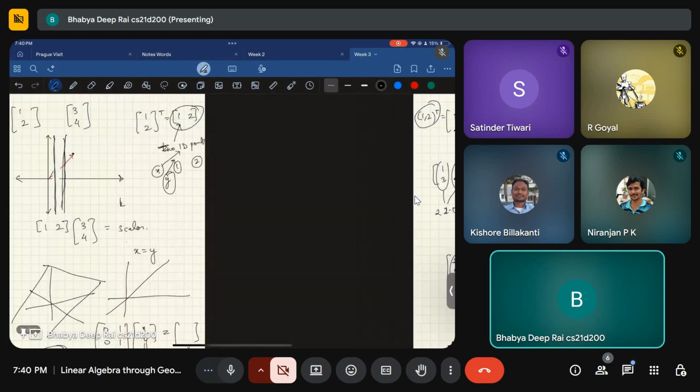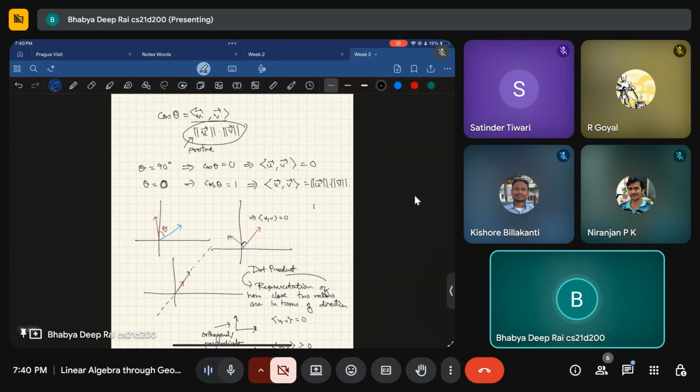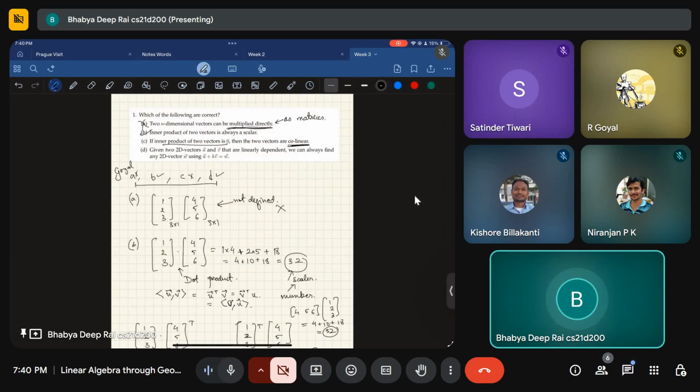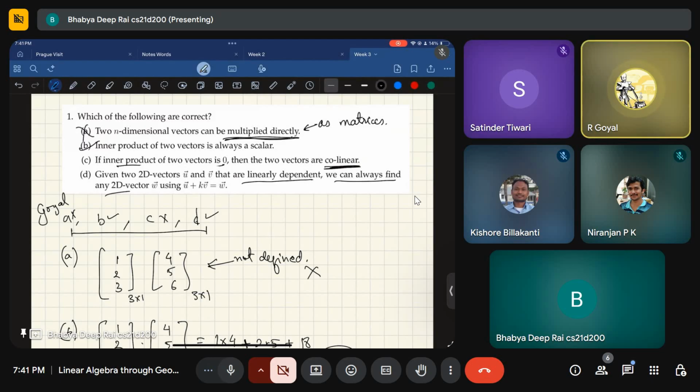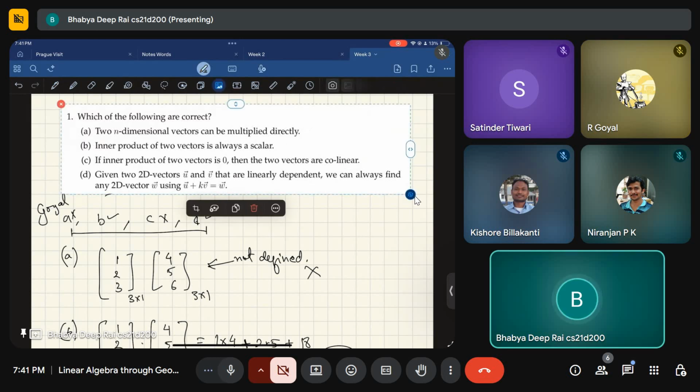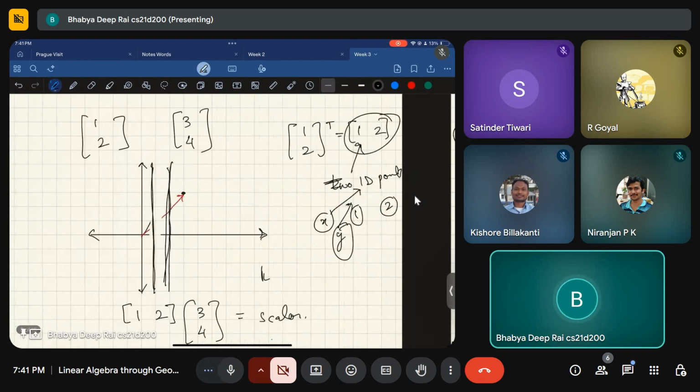We are in the first question itself. Let's look at this one. Given two-dimensional vectors u and v that are linearly dependent, we can always find any two-dimensional vector w using u plus kv equals w. Is that correct? No, this is not correct. If u and v are linearly independent, then probably we can write everything as a combination of u and v. I'll just explain this quickly. We have 20 minutes and several questions.